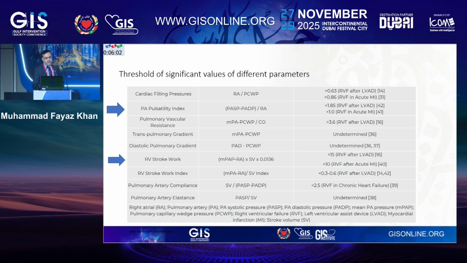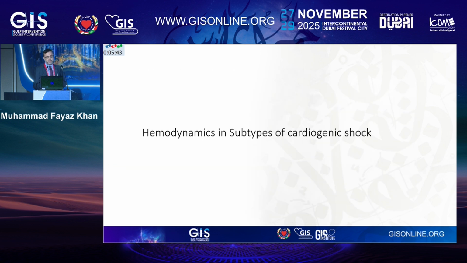Okay, so we can talk about stroke work. The RV stroke work really tells us when a patient should not have an LVAD alone. If it's less than 15, and especially if it's less than 10, that's a bad sign in acute cardiogenic shock patients.